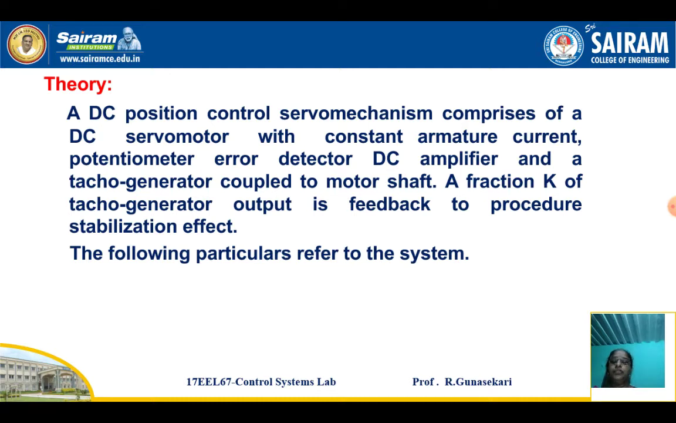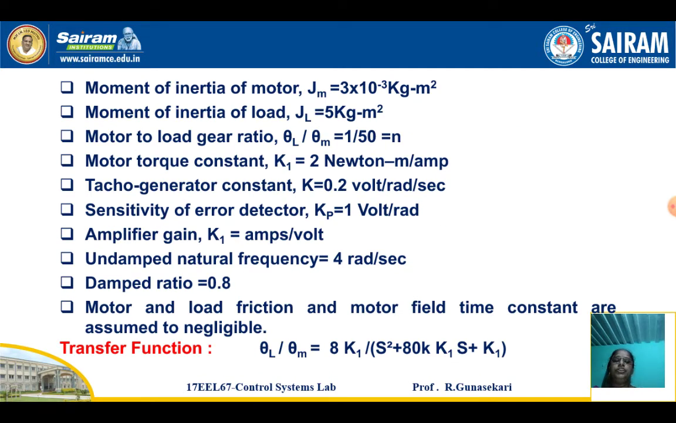The following particulars refer to the system which is shown in the next slide. Moment of inertia of motor Jm is equal to 3 into 10 to the power minus 3 kg meter square. Moment of inertia of load Jl is equal to 5 kg meter square. Motor to load gear ratio theta L divided by theta M is equal to 1 divided by 50, denoted by small n. Motor torque constant K1 is equal to 2 Newton meter per amp.